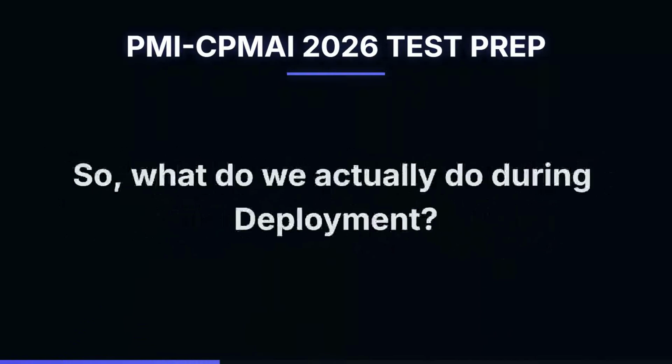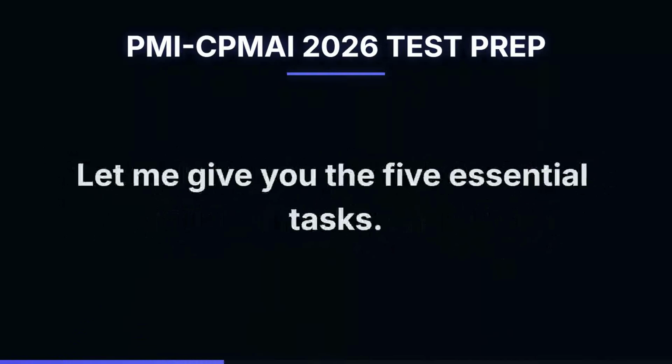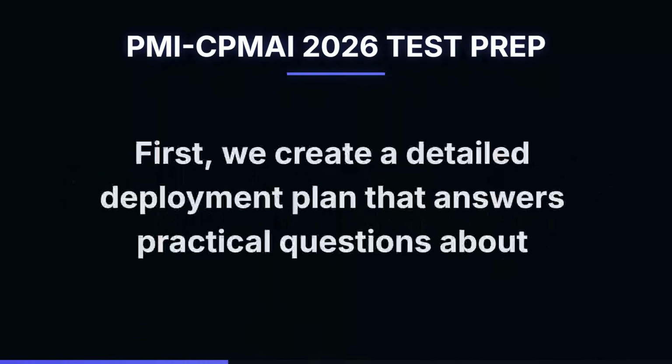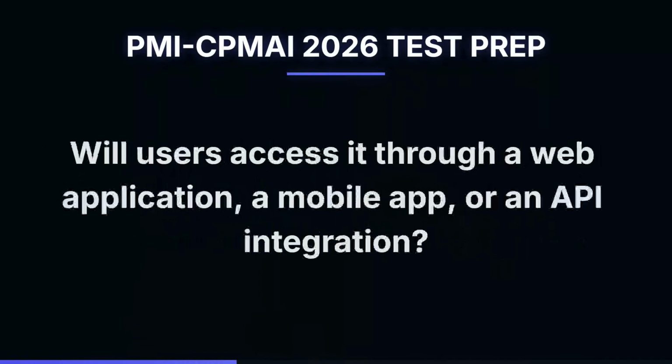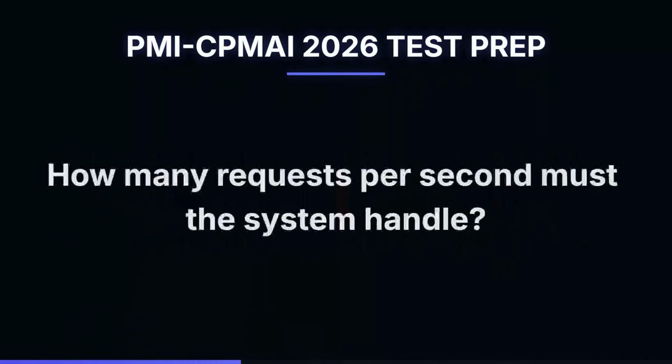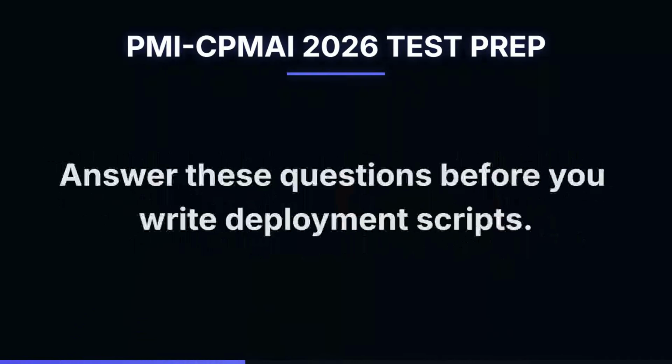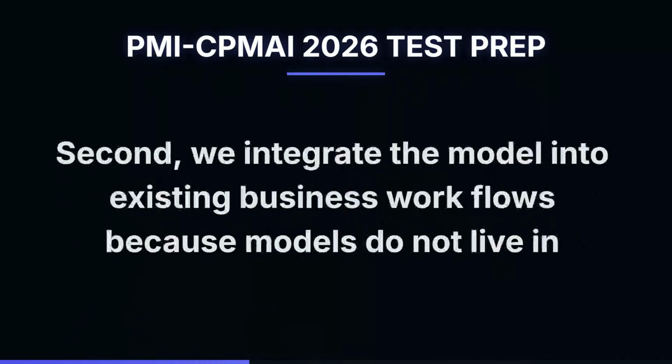So, what do we actually do during deployment? Let me give you the 5 essential tasks. First, we create a detailed deployment plan that answers practical questions about infrastructure and access. Will this model run in the cloud using AWS or Azure, or will it live on premises behind your corporate firewall? Will users access it through a web application, a mobile app, or an API integration? How many requests per second must the system handle? Answer these questions before you write deployment scripts.